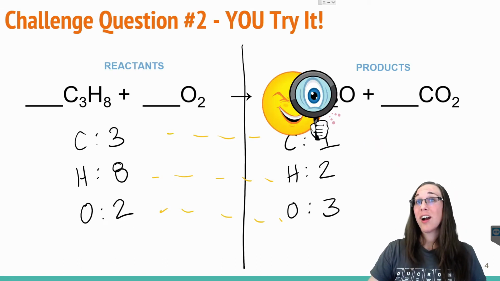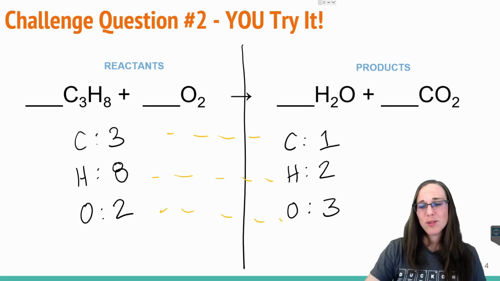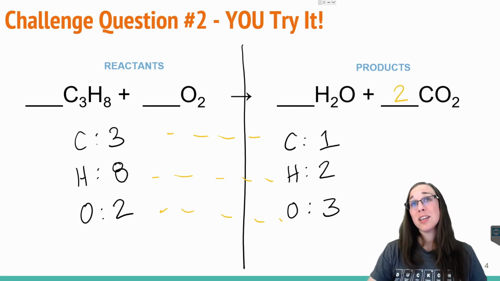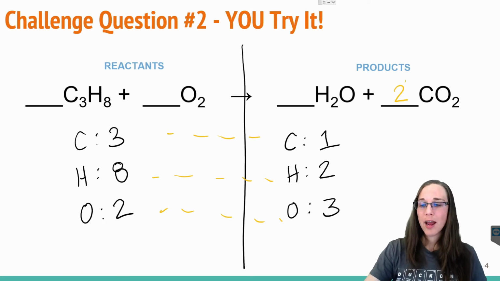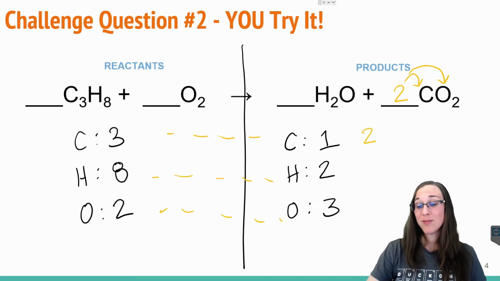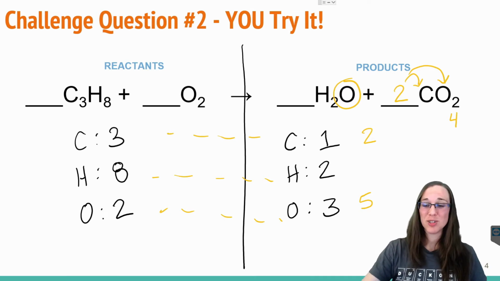So we'll focus on our oxygen first, and let's focus on the product side. Just like before, if I started by manipulating the CO2, I would have 2 times the carbon, which would give me 2 carbons. And I would have 2 times 2 for the oxygens, which would give me 4 plus the 1. So I would still end up with an odd number. That's not helping my situation any.